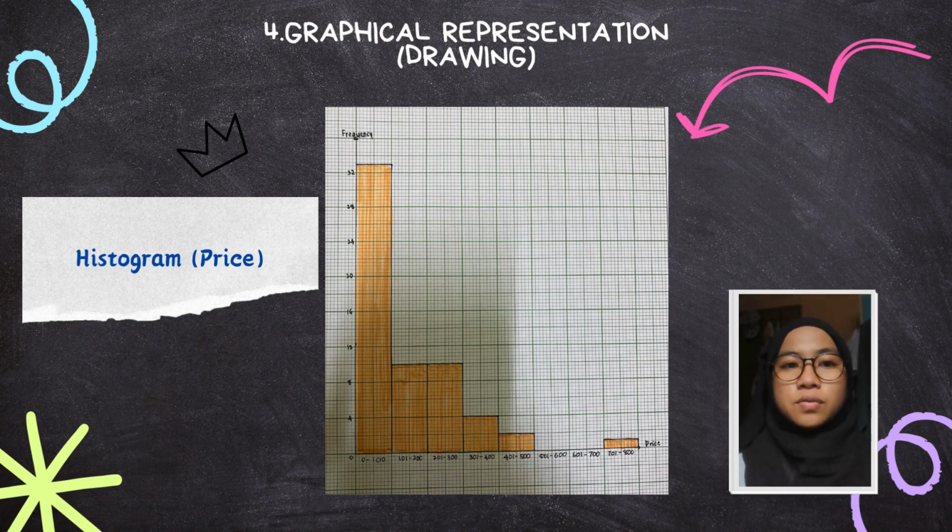301 to 400, we got 4 frequency. And 401 to 500, we got 2 frequency. 501 to 600, we got 0 frequency. And 601 to 700, we got 0 frequency. And 701 to 800, we got 1 frequency. The graph shows the effect of the price drop.